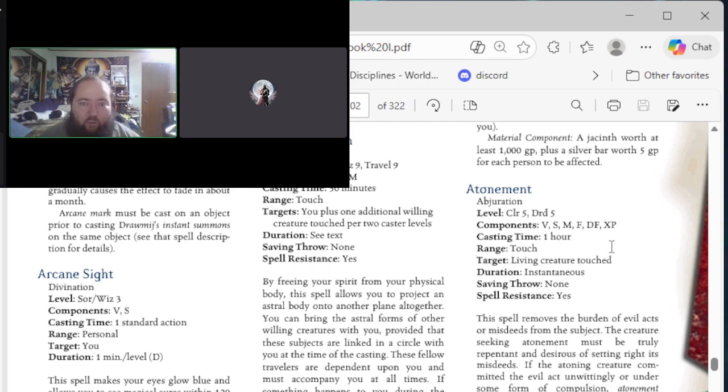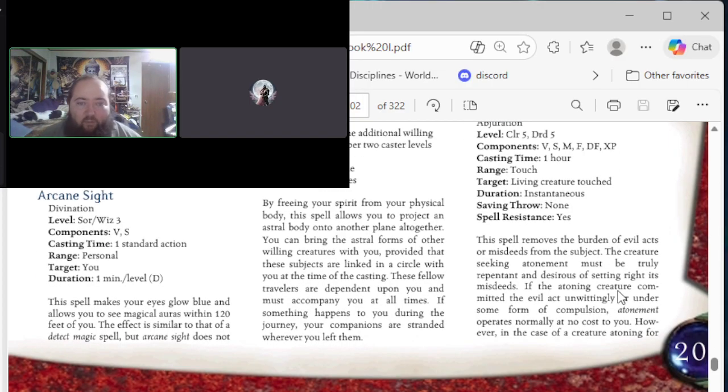It's an abjuration 5th level cleric druid spell. Components: verbal, somatic, material, focus, divine focus, XP. Casting time: 1 hour. Range: touch. Target: living creature touched. Duration: instantaneous. Saving throw: none. Spell resistance: yes.